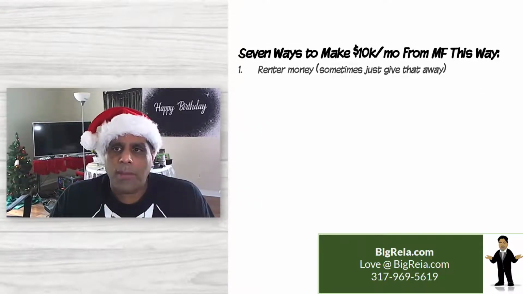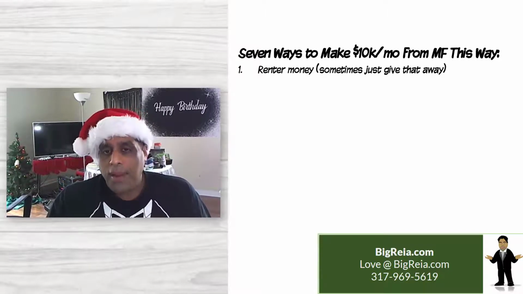All right, 7 ways to make money. It's 10 grand a month from microflipping. Number 1 is renter money. This is really easy and really simple, obvious money.